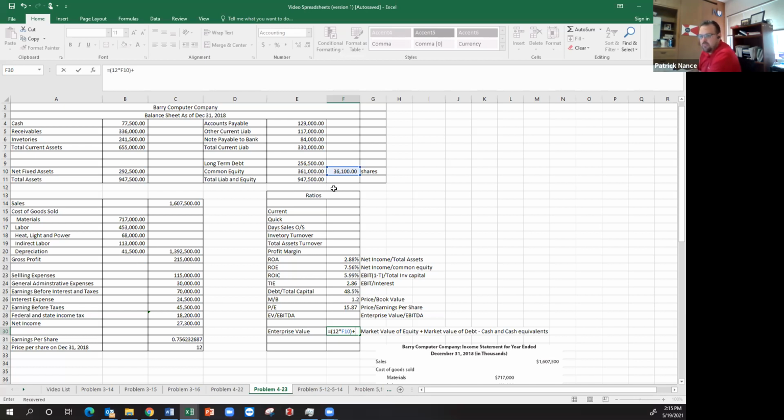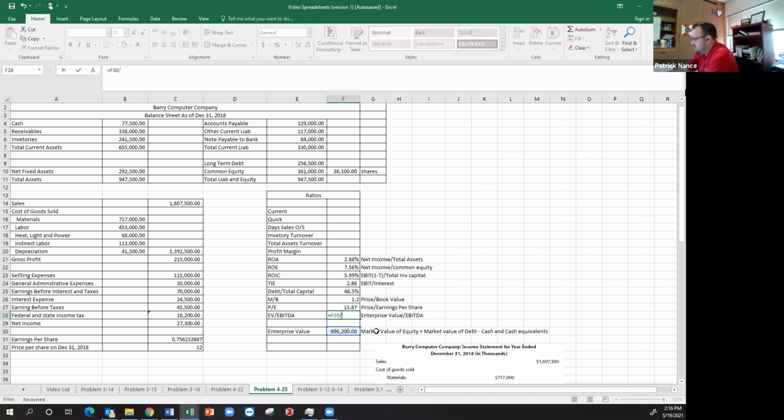Market value of debt, we assume that the debt on the balance sheet is priced at market value, it should be. So we could add the long-term debt and note payable to bank, anything that bears interest. And then I can subtract out the cash and cash equivalents of 77.5. So that gives me my enterprise value, in this case, 696,200.